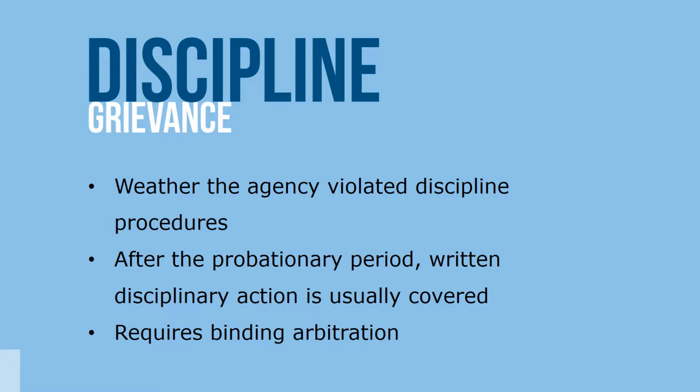The second type of grievance is commonly referred to as a discipline grievance. This type of grievance will be over whether the agency violated the disciplinary language of the union contract or any associated procedural rights. After the probationary period, disciplinary action is subject to the grievance procedure and compulsory binding arbitration. Some union employees are also covered by a civil service system with its own grievance procedure. In these situations, the employee may utilize either procedure but not both.